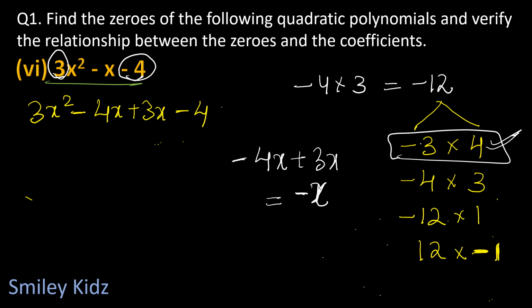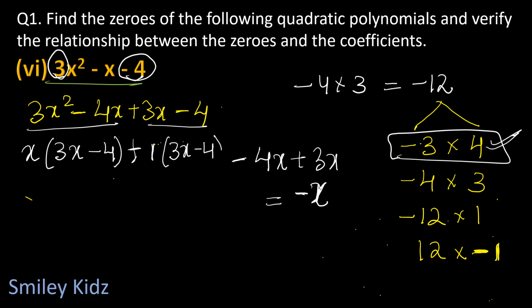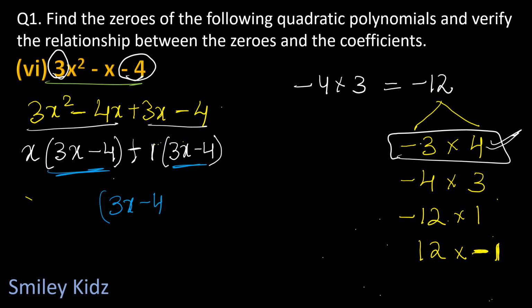Right. Now we're going to take out something common out of all this. So in the first one, can we take anything common? We can take x common, right? We are left out with 3x minus 4. And in the second one, we can take out 1 common and we'll be left out with 3x minus 4 again. And we are able to see that 3x minus 4 is common, isn't it? So we're going to take out 3x minus 4. And then we have x plus 1.